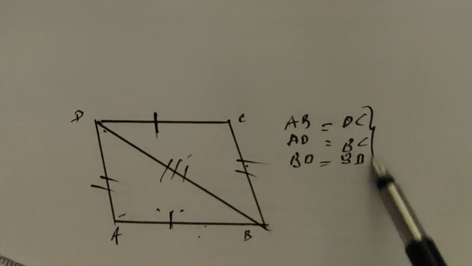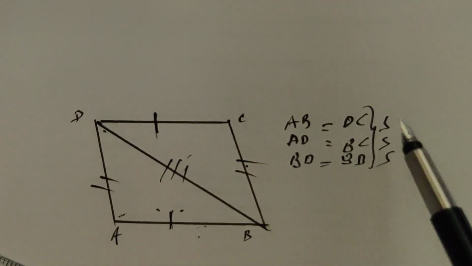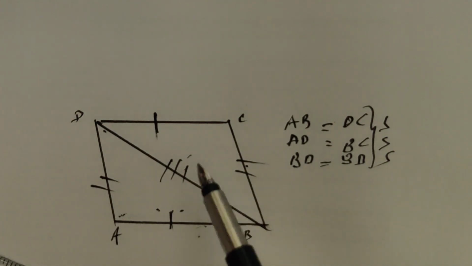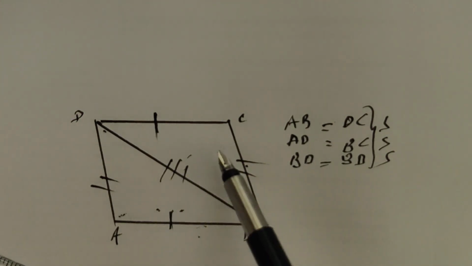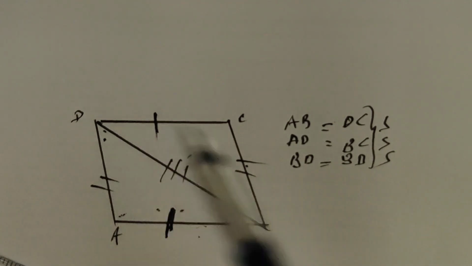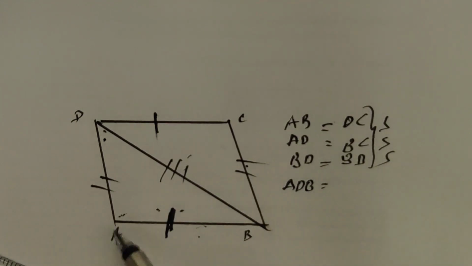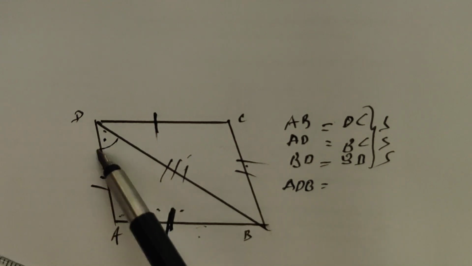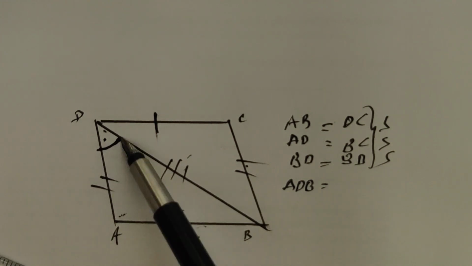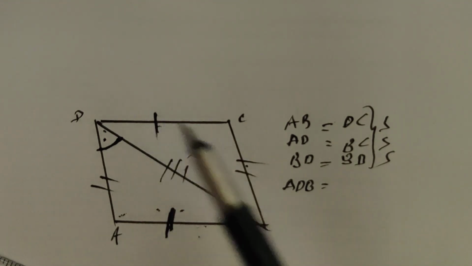And now what can we say? Yes, side, side, side. Three sides are equal, then we can say these two triangles are equal. Therefore, the angle opposite this side, that is this angle, ADB, is equal to, in the other triangle, the angle opposite the equal side.